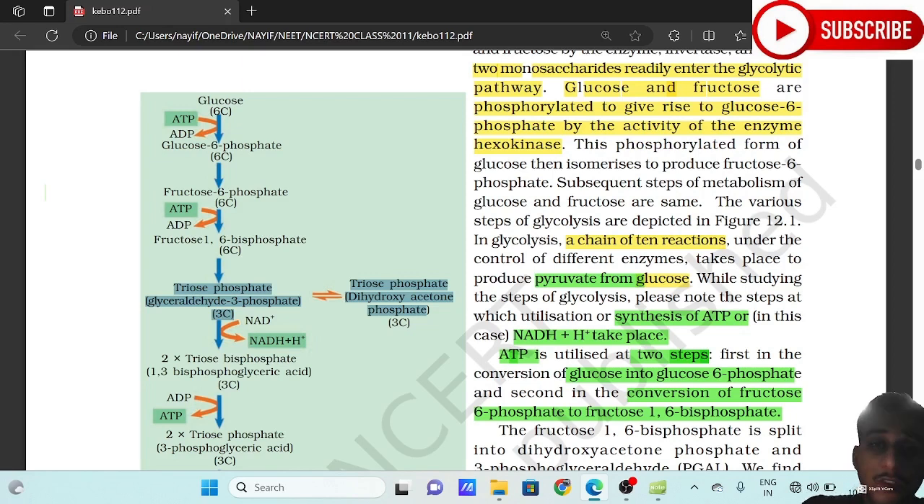So what is the fate of pyruvate? The pyruvate formed by the process of glycolysis has certain fates. The formed pyruvate is now a substrate, and it can be changed into different forms according to the availability of oxygen. In the absence or presence of oxygen, it can enter different forms. So the fate of pyruvate depends upon the oxygen.